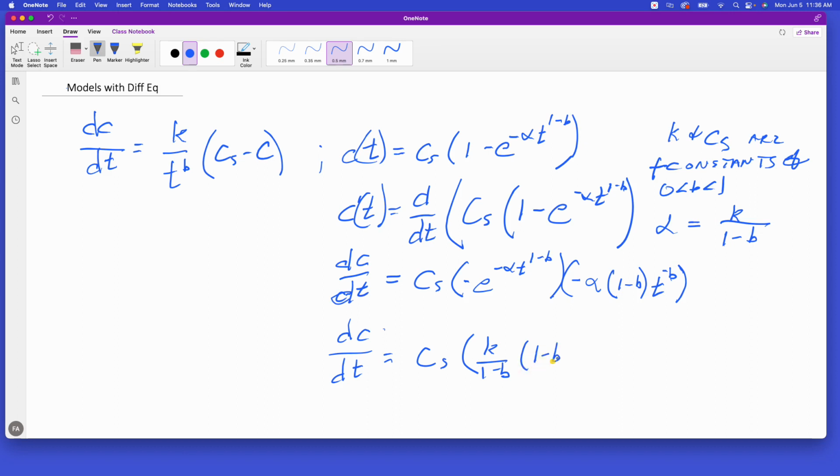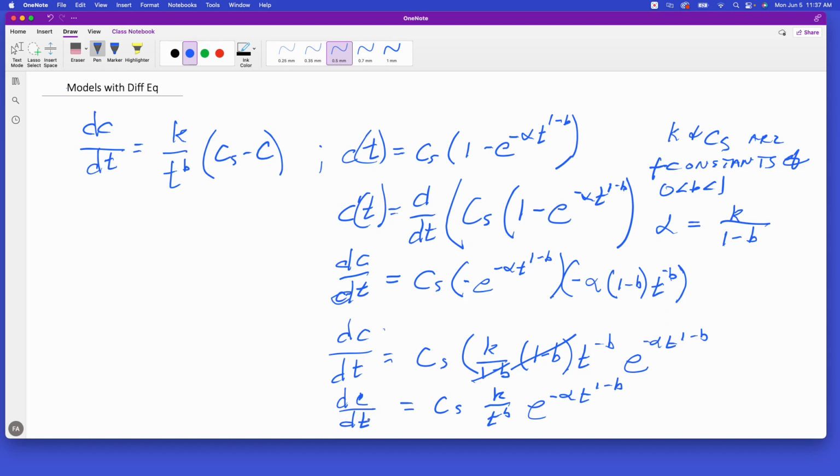This gives me 1 minus b, and then I have t to the negative b, and then the original function of e to the negative alpha t to the 1 minus b, right? So there we go through that. And we notice we have some cancellation right there, and of course we can move that negative to the bottom, so this becomes C sub s k over t to the b, and then e to the negative alpha t to the 1 minus b. So there is dC over dt.